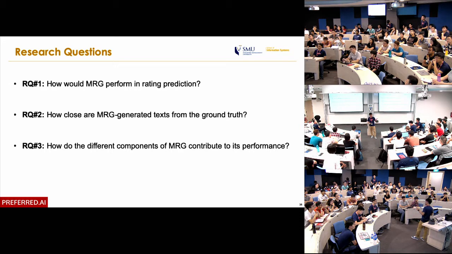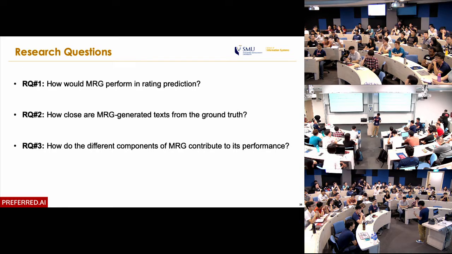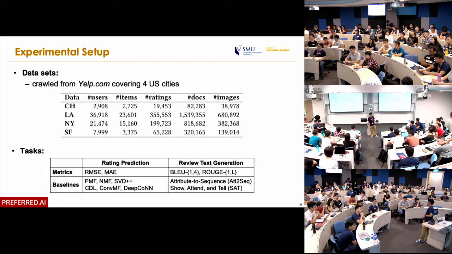Another task that we care about is the quality of the text. We want the quality of the text to be good, and we want to compare the text that the model generates with the real review to see how close it is. Another question is what happens if we remove components of the model, because we have different scenarios. Sometimes we don't have images. Sometimes we don't have text, and we have only the rating. In that scenario, how does each component contribute to the performance of the model? To answer those research questions, we conduct experiments.